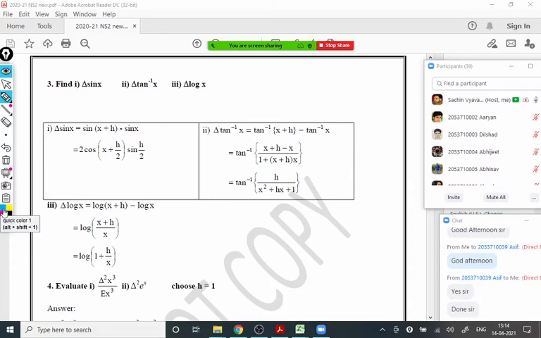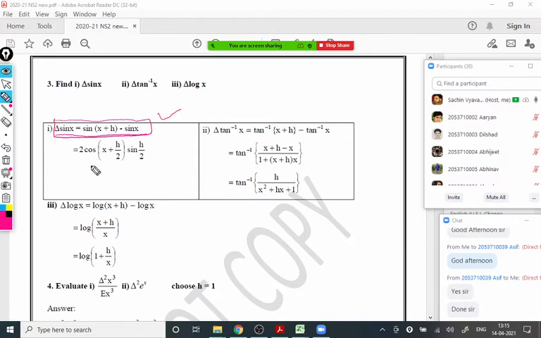Suppose the question is find delta sin x. It is a one line proof. Delta sin x is sin of (x plus h) minus sin x, because we know f(x plus h) minus f(x). So x is replaced by x plus h, and again the same. So sin(x plus h) minus sin x. This is the answer if the question is find delta sin x.